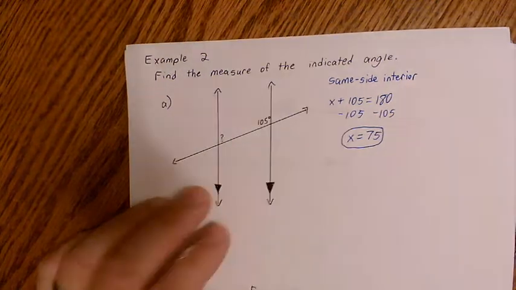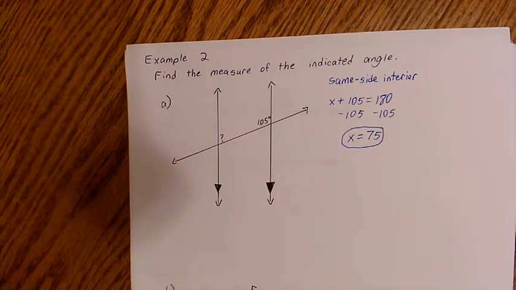Basically, you've got one of two things that's going on here. Either the angles are going to add to 180 or they're going to be equal to one another most of the time.